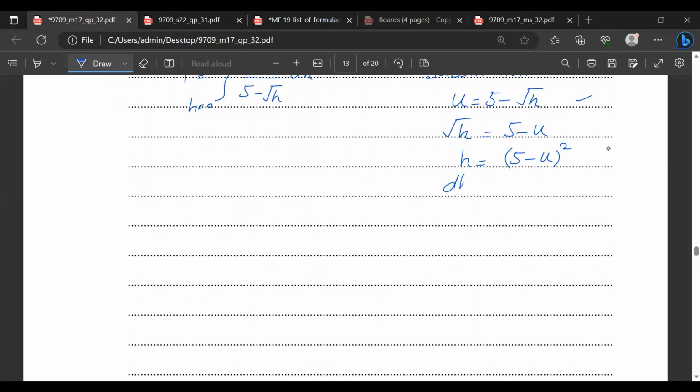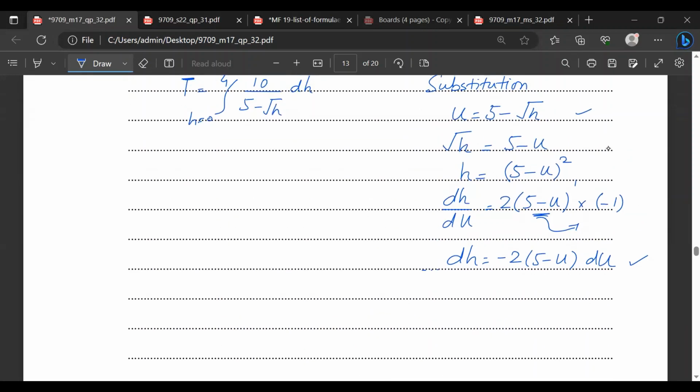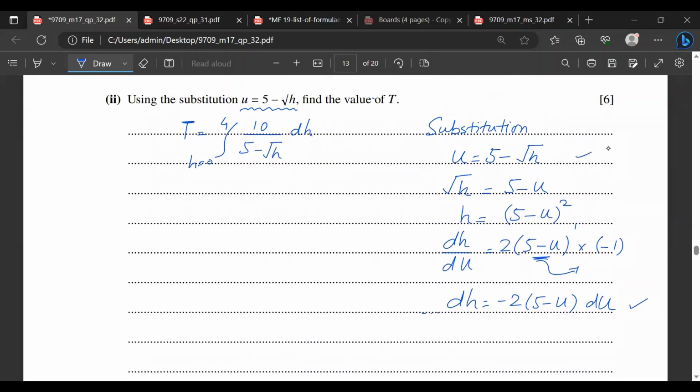Now dh over du is 2 bracket 5 minus u power 1 into the derivative of the base with respect to u, which is 0 minus 1, so this is minus 1. So finally dh is minus 2 (5 minus u) du. So dh can be replaced by minus 2 (5 minus u) du, and u can be replaced by 5 minus root h.